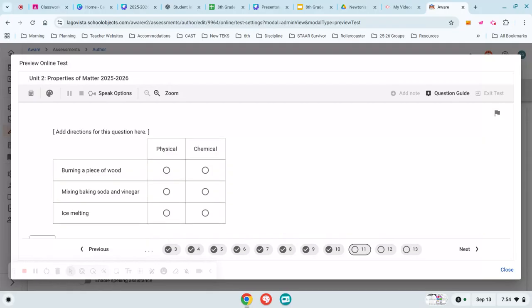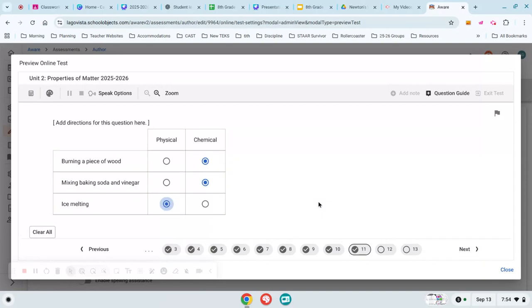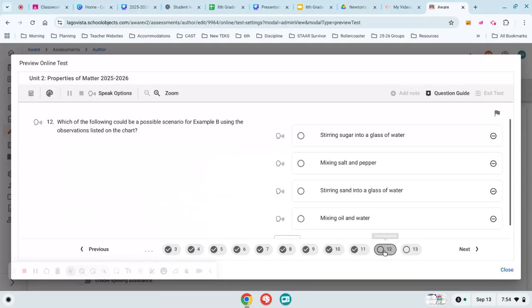So on this one, we're just telling if it's physical or chemical. If I burn a piece of wood, that is chemical. You should know that mixing baking soda and vinegar is chemical, and then ice melting is just a physical change.